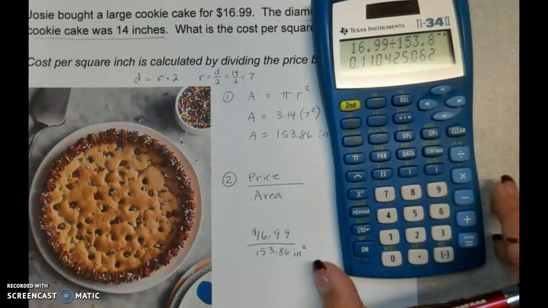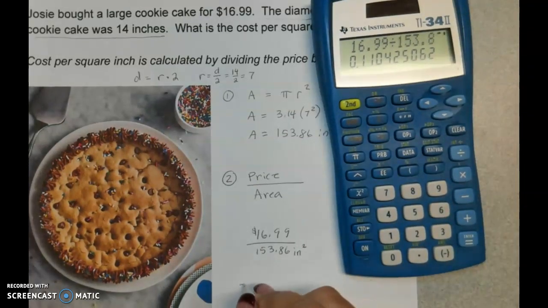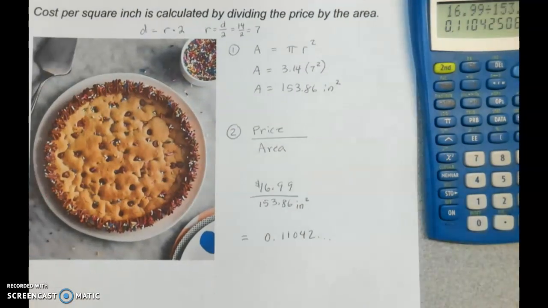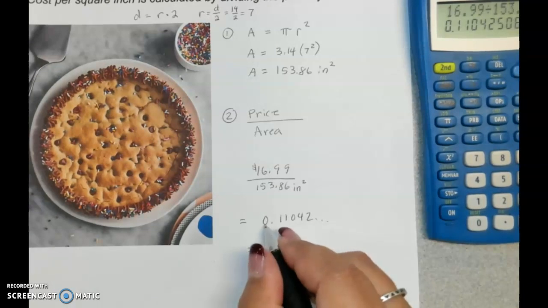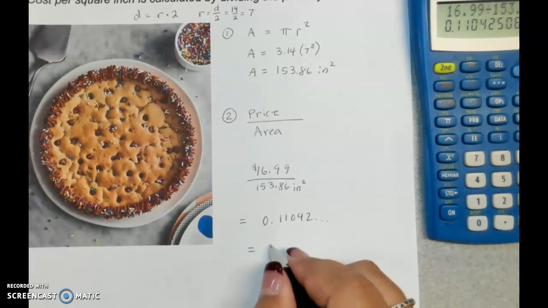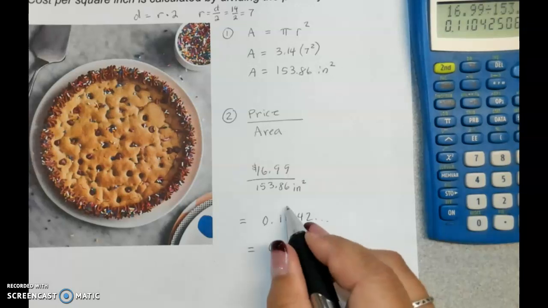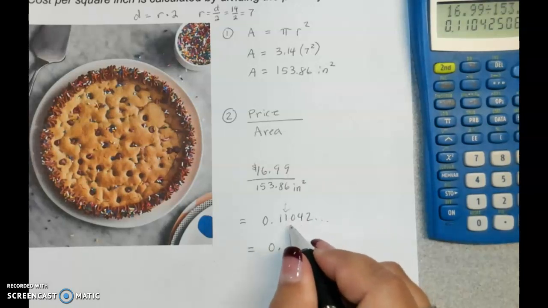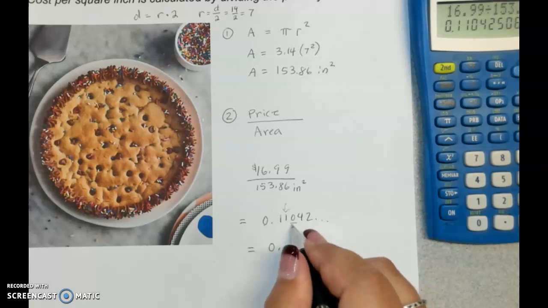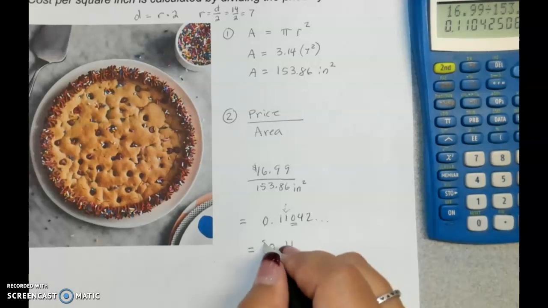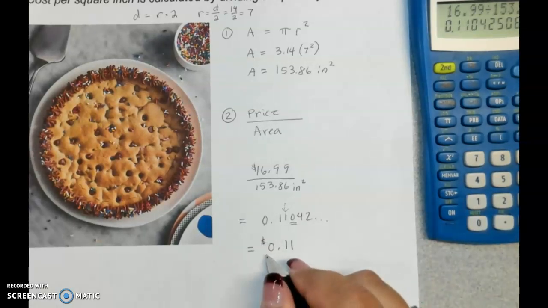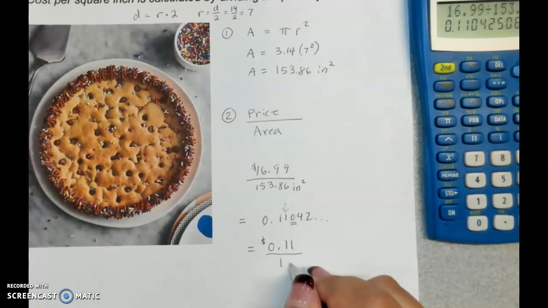I don't know if you can see that, I got kind of a glare going on. That looks to be 0.11042, etc. Reminder that we are calculating a cost, so we want this to be in terms of dollars. And actually, since we have $0, we're going to be calculating how many cents. And we're going to round to the hundredths place because that's how our money system works. The number after the hundredths place is a 0, which means we're not going to round up, meaning the cost of our cookie cake is 11 cents per square inch.